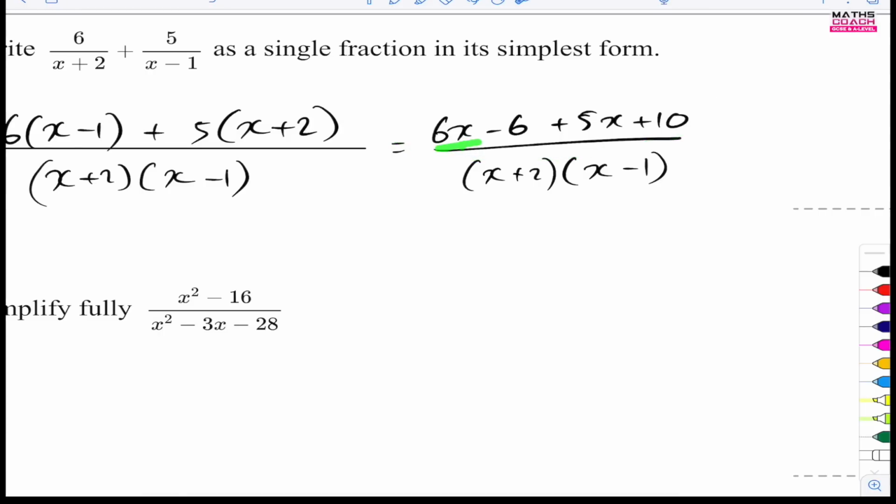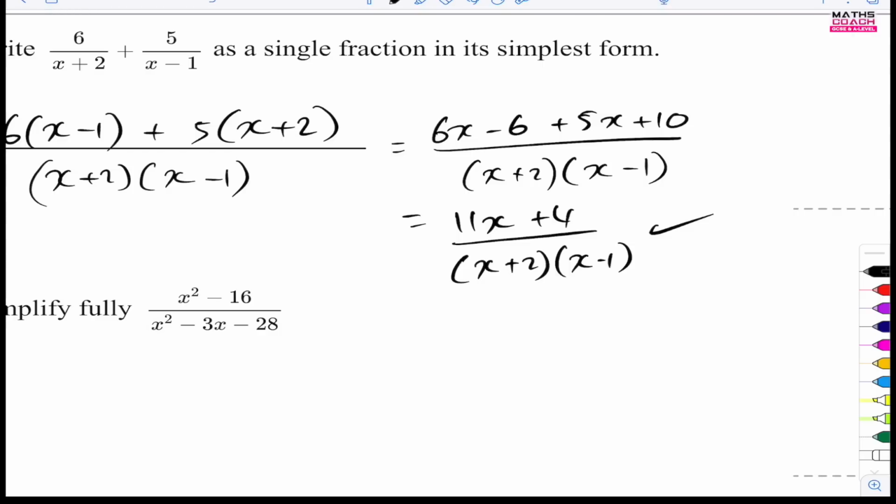So you've got 6x plus 5x, that gives us 11x. And then minus 6 plus 10, that's positive 4. And that's x plus 2 over x minus 1. And that's your final answer.